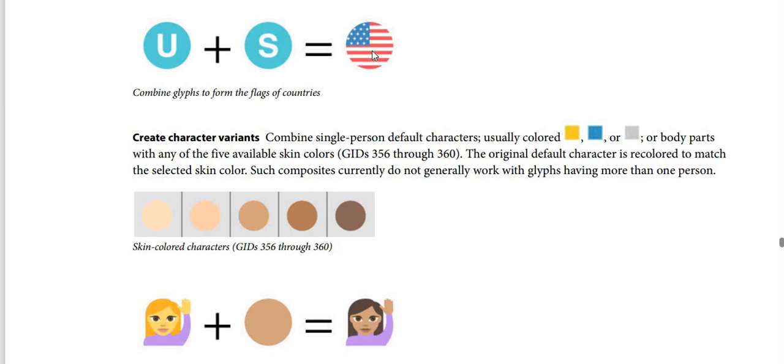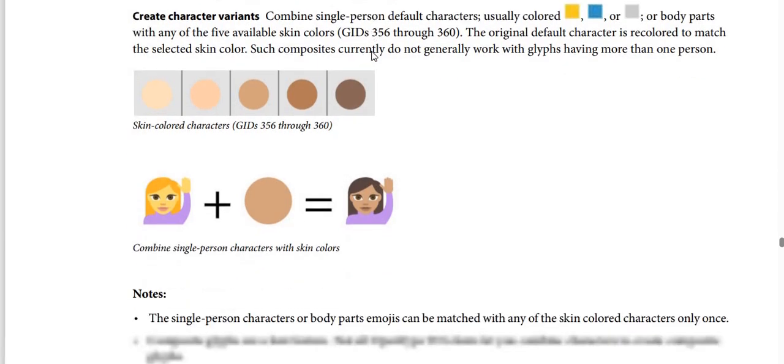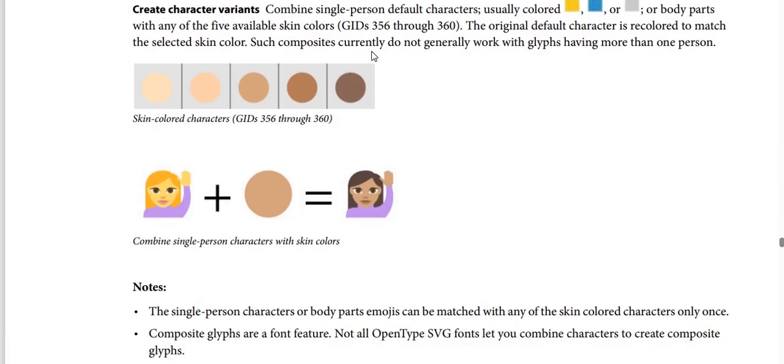What about creating character variants? Combine single person default characters, which are usually colored, or body parts with any of the 5 available skin colors, like GID 356 through 360, and the original default character is recolored to match the selected skin color. Such composites currently don't generally work with glyphs having more than one person. Like this image, skin colored characters.